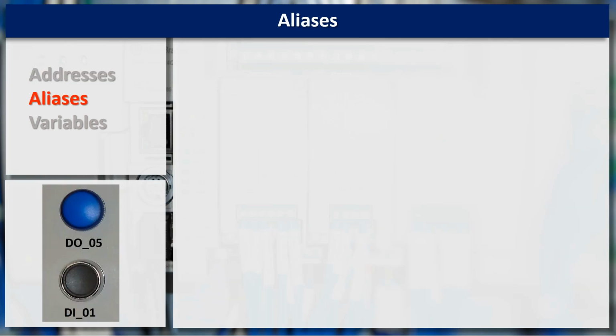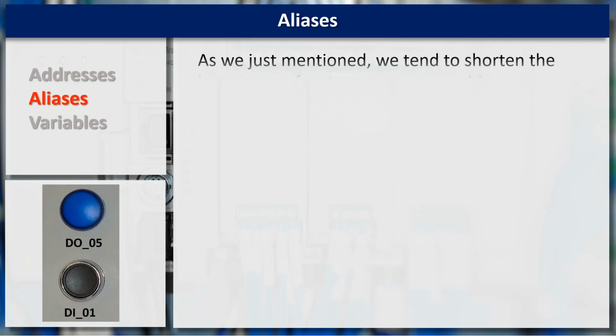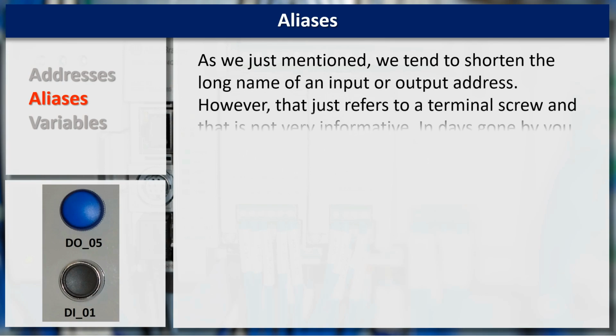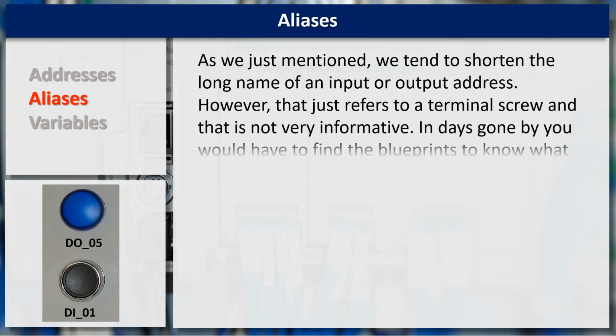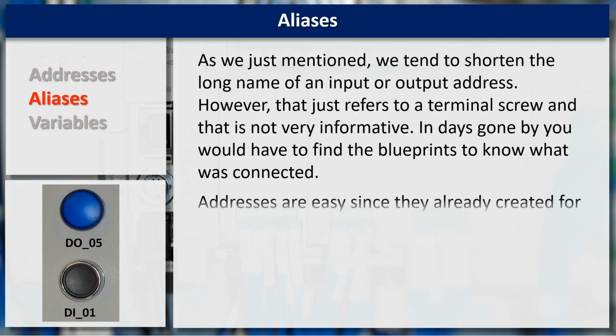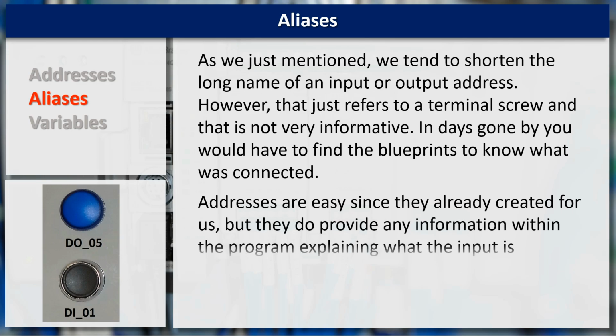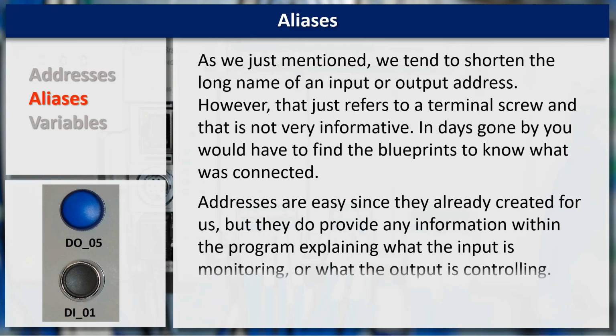As we just mentioned, we tend to shorten the long name of an input or an output address. However, that just refers to a terminal screw, and that is not very informative. In days gone by, you would have to find the blueprints to know what was connected. Addresses are easy since they're already created for us, but they do not provide any information within the program explaining what the input is monitoring or what the output is controlling. For that, we use aliases.